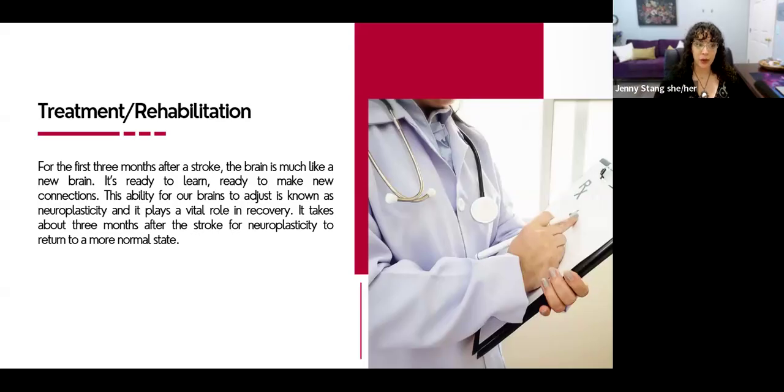It's very important to know that in the first 3 months after a stroke, the brain is very much like a brand new brain. So it's ready to learn. It's ready to make new connections, right? We need those neurons and those synapses firing, right? This ability for our brains to adjust is what we call neuroplasticity, and it plays a very vital role in our recovery. It takes about 3 months after the stroke for neuroplasticity to return to a more normal state.